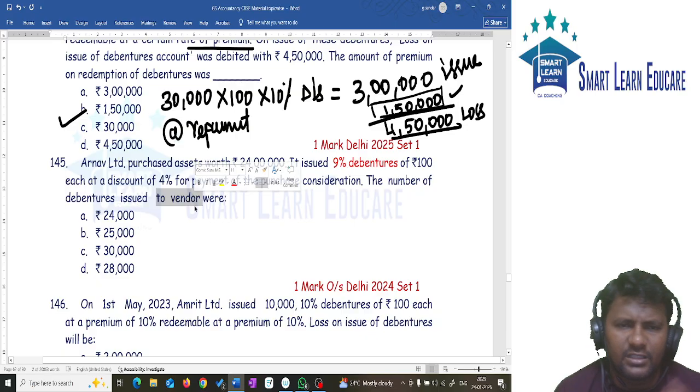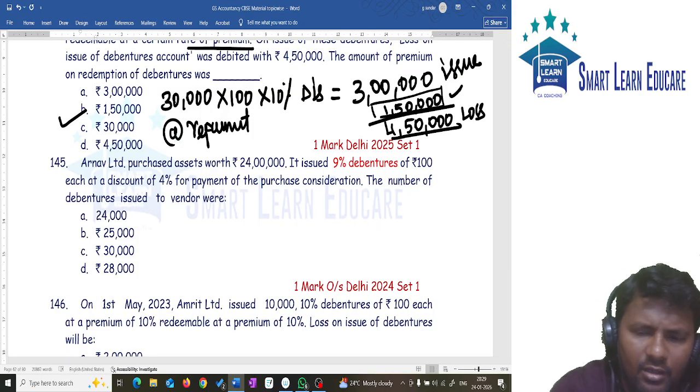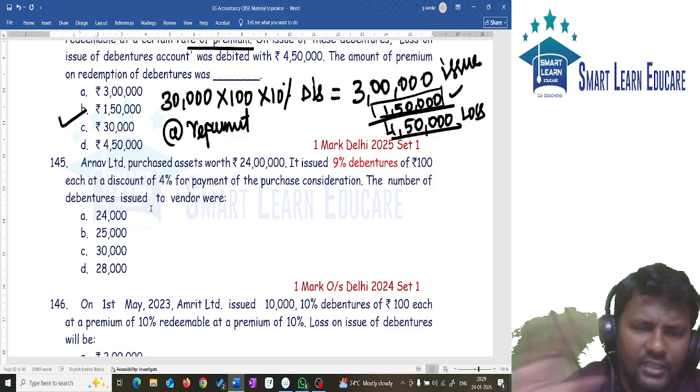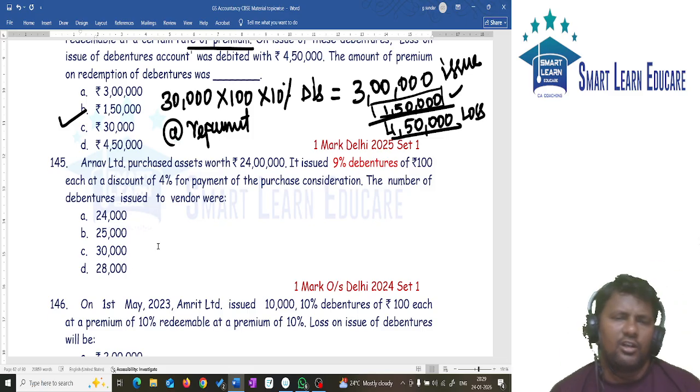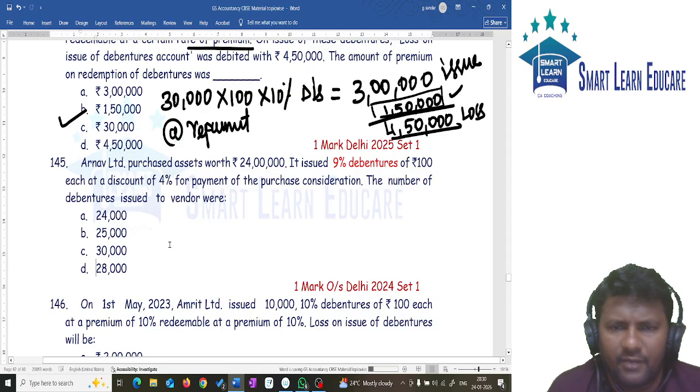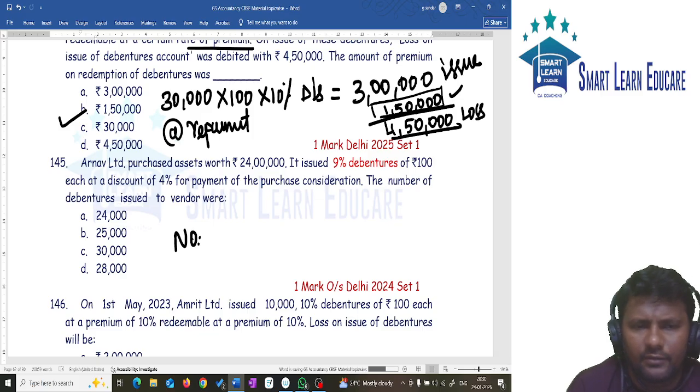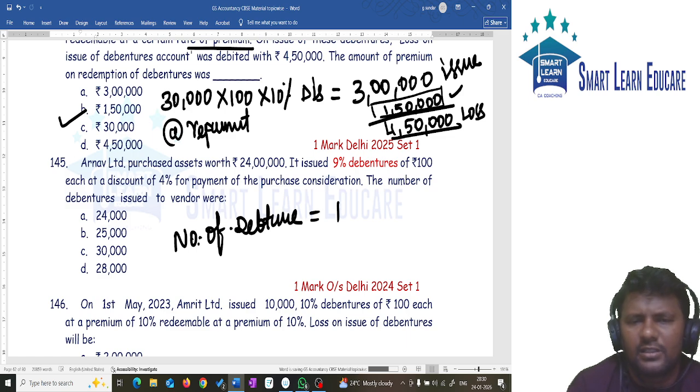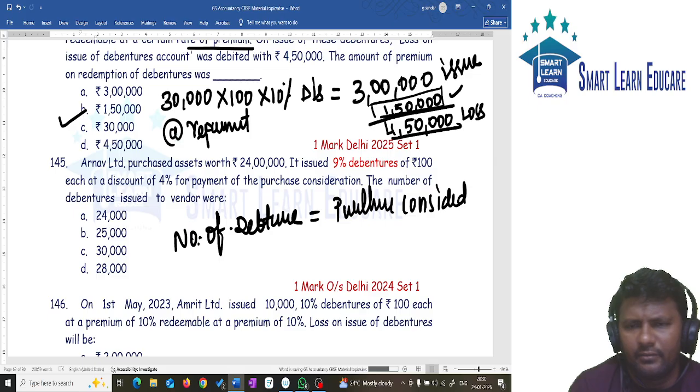To the asset purchased vendor, how many number of debentures to be issued? Answer should not be in rupees. It is number of debenture. So it is numbers. This is number of debenture. So it is wrongly typed or wrongly given. It is not rupees. It is just a number of debenture. How to find out number of debenture? Very, very simple formula. Number of debentures to be issued is purchase consideration divided by issue price.